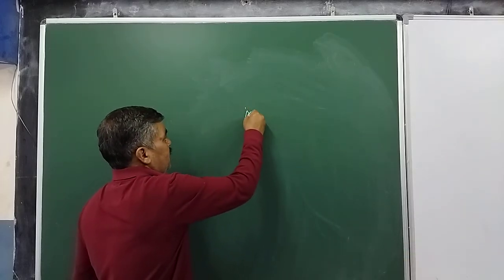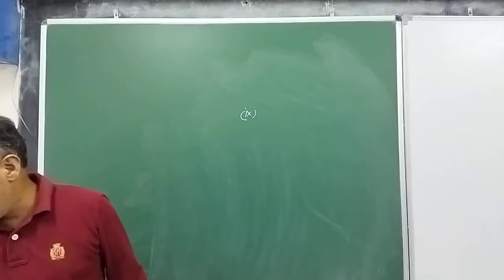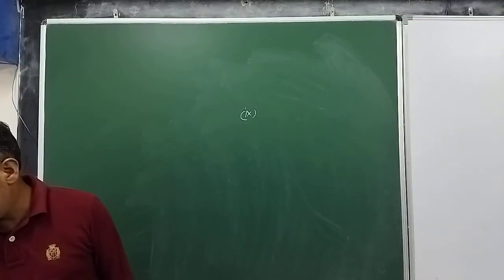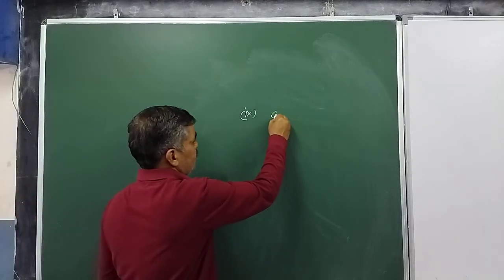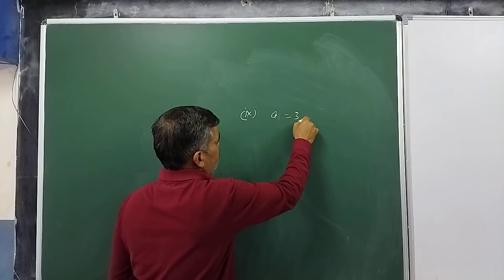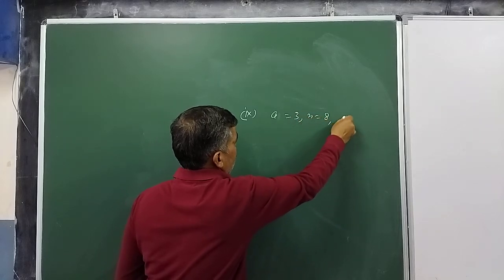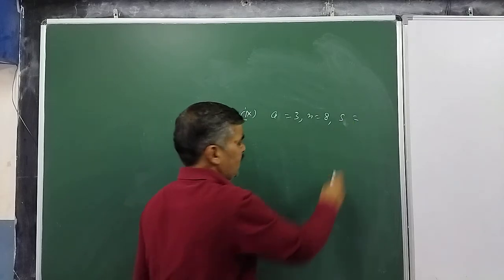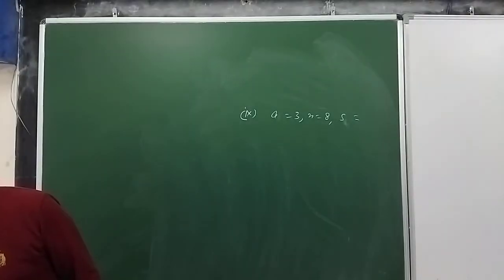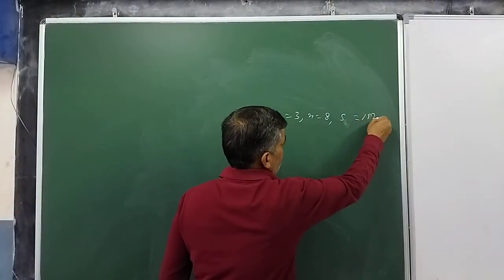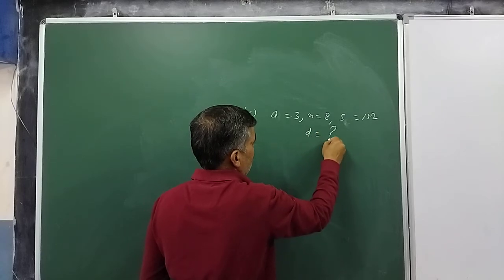So the ninth part is you are given with a is equal to 3, n is equal to 8, and this is S only. S is there. 192 d you need to find. 192 d you have to calculate.